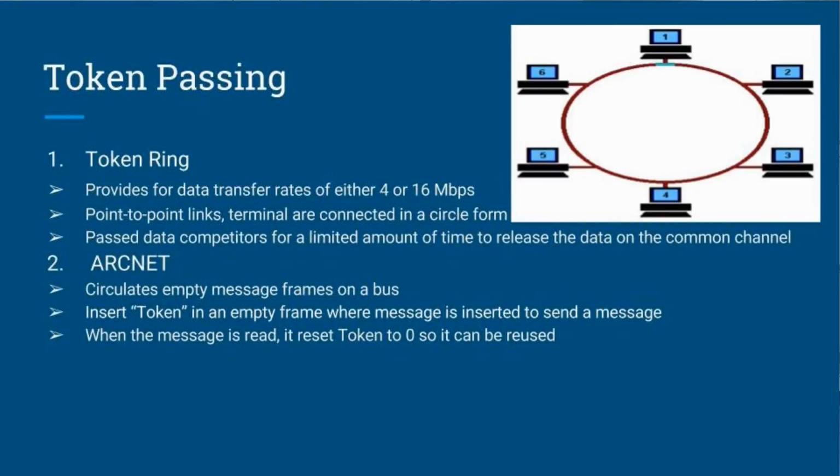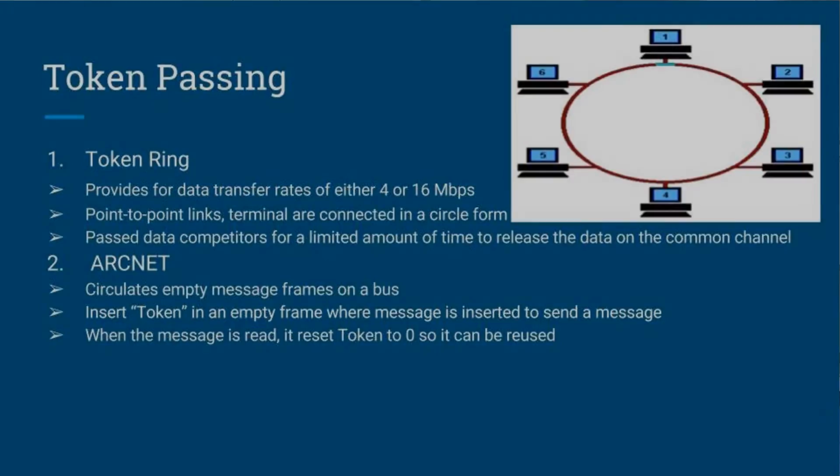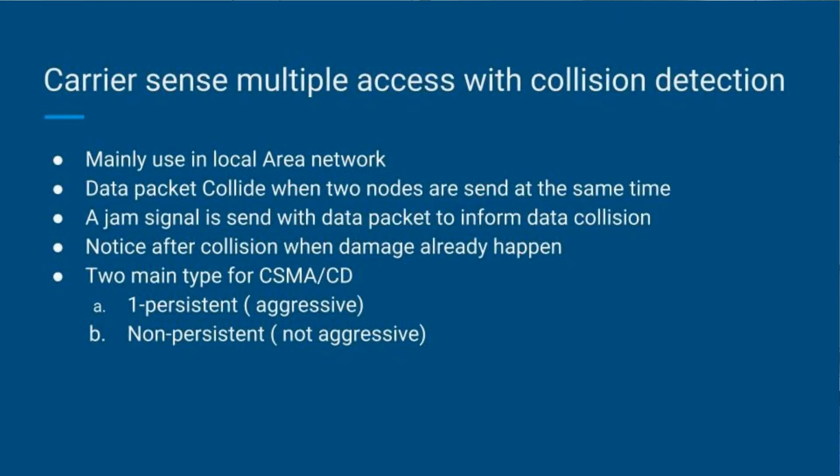And for carrier sense multiple access with collision detection, there are two types, as with token passing: one is persistent and the second one is non-persistent. Carrier sense multiple access with collision detection is a media access control method used most specifically in local area networking with Ethernet technology.